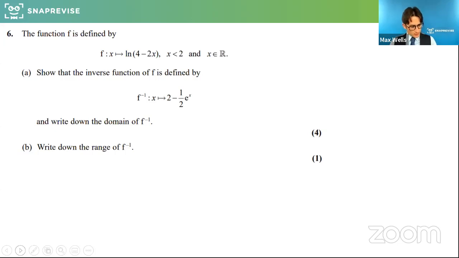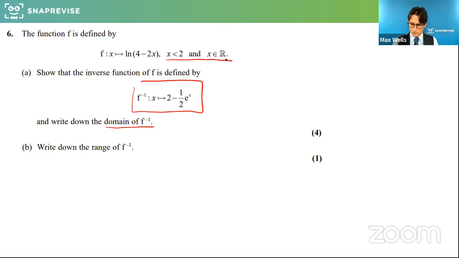Here it says show that the inverse function of f is defined by this. So again, it's a show that. It also says write down the domain of the inverse. They've given us the domain of the original function, and you may well be aware that for inverse functions, the domain and range switch, because what were the inputs are now the outputs, and what were the allowable outputs are now the inputs, because they're inversing each other.